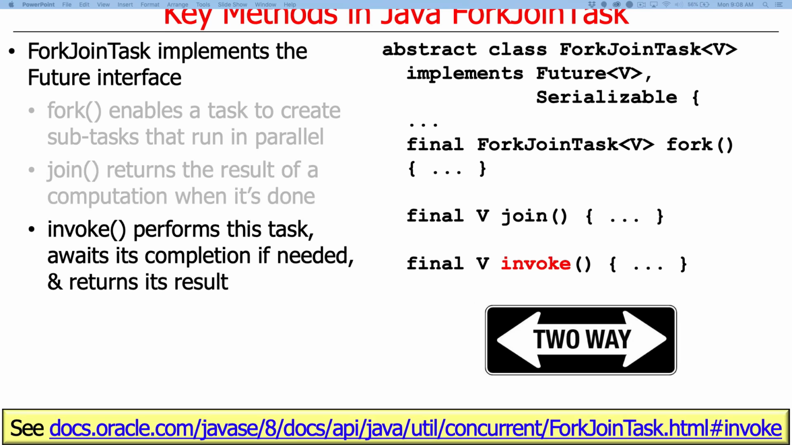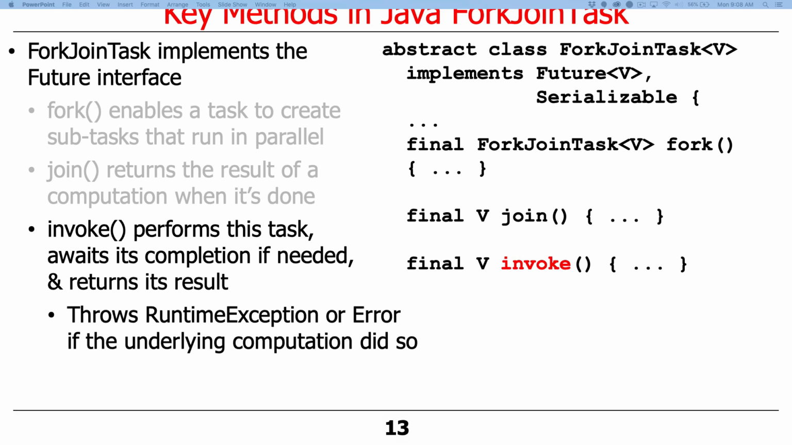And then invoke is basically like a fork followed by a join. So it'll perform the task and await any completion that's necessary, and it'll return a result. So it's basically a two-way call, whereas fork is sort of a one-way call. It starts things off and runs asynchronously. If something fails, if for some reason when we fork and join an error occurs, it'll throw some kind of exception to propagate back any problems that occur with the computation, so you can do something about that. So the key point is invoke is a logically synchronous call.